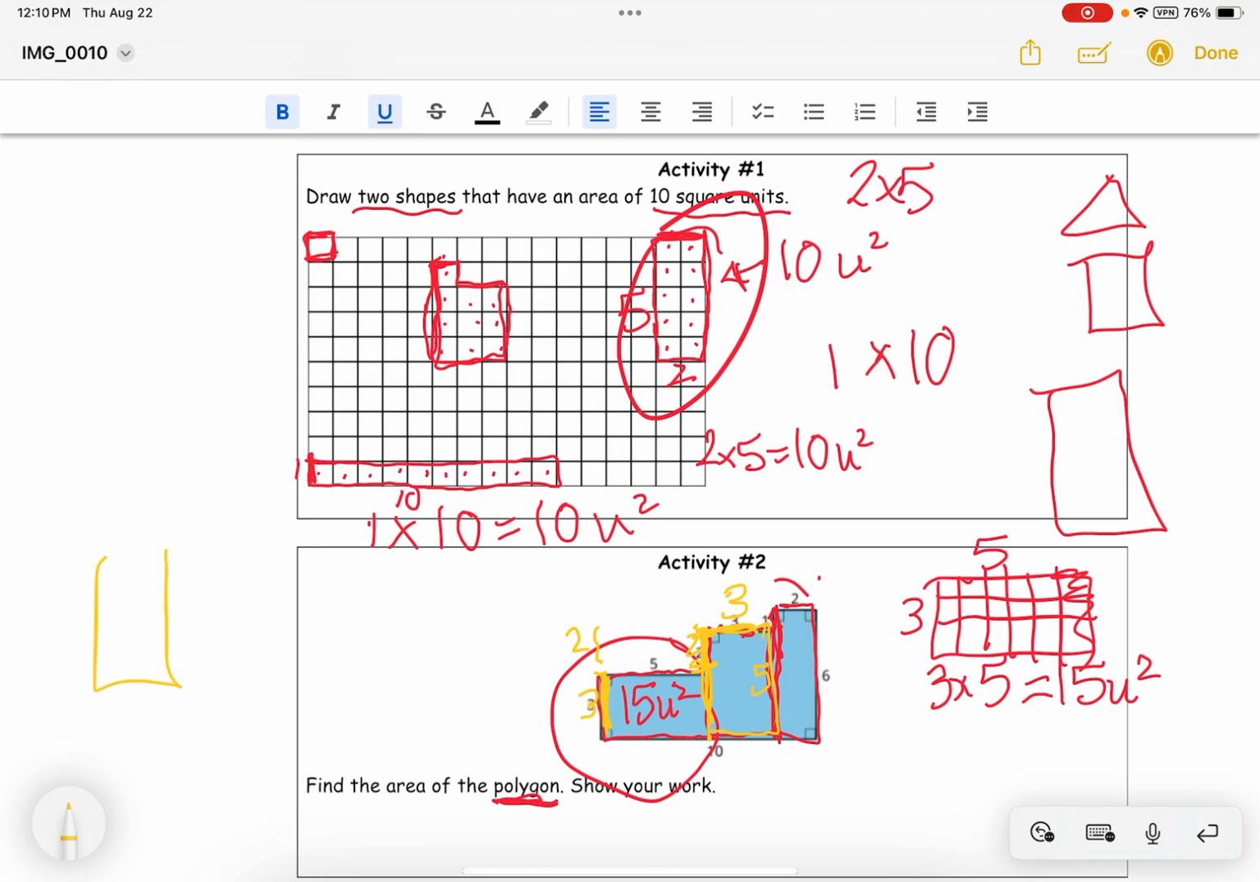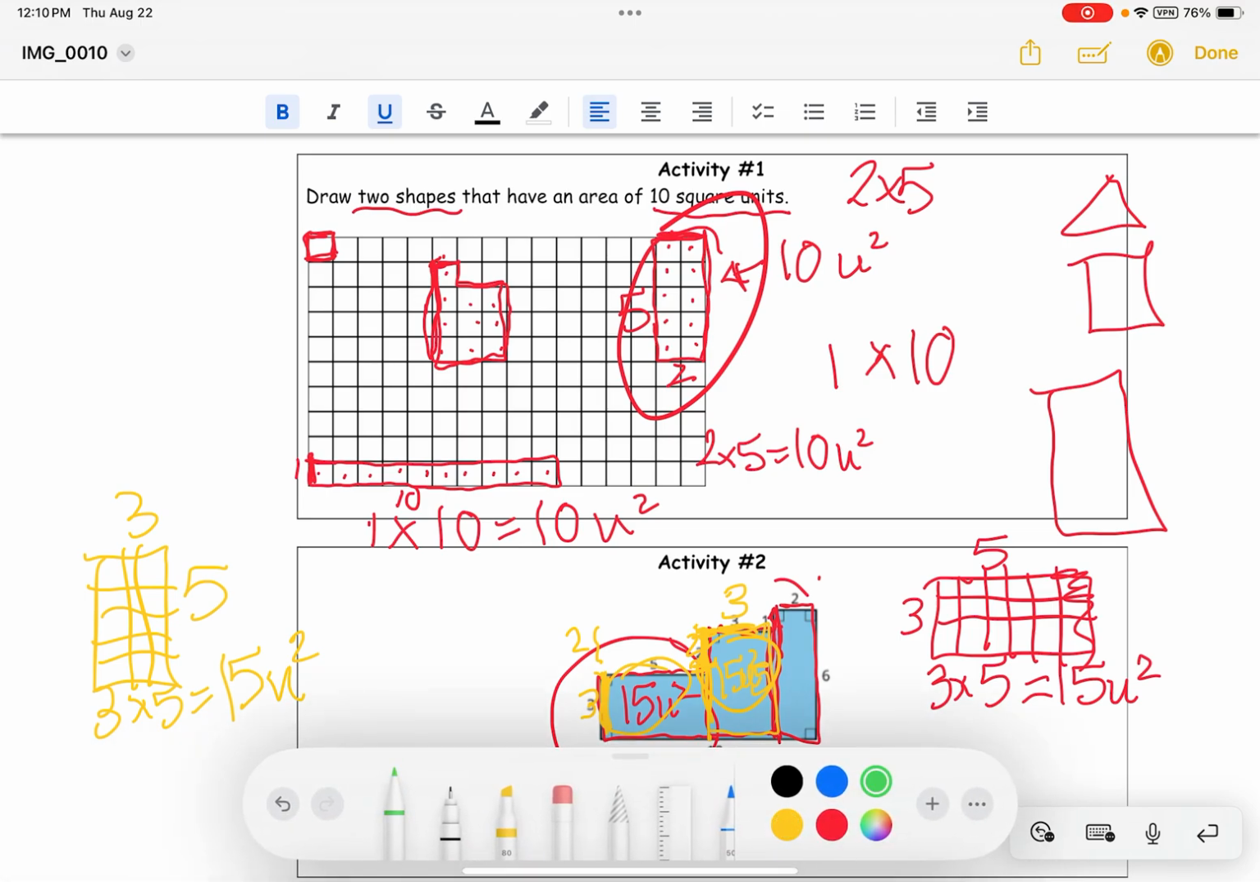So if I redrew that rectangle, it would be 3 by 5. Which I could put on the grid, and I could count the squares, or I can just do 3 times 5, which is also 15 units squared. So I know this one's 15 units squared. So I have 15 so far and 15, and then I'm going to get one more.